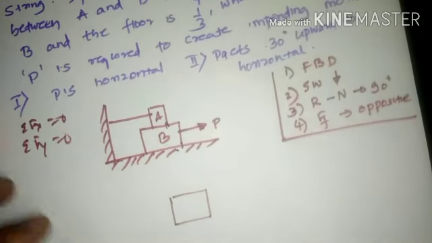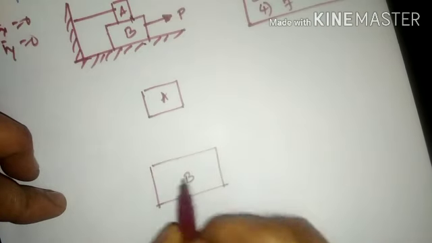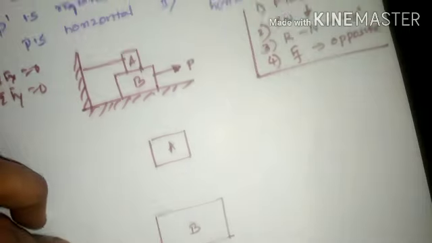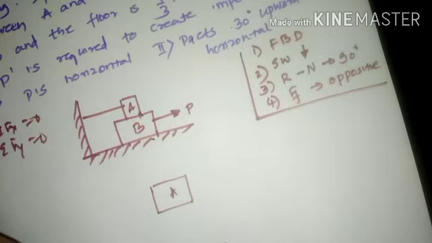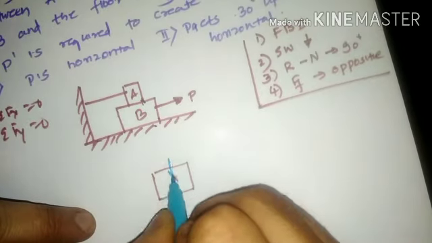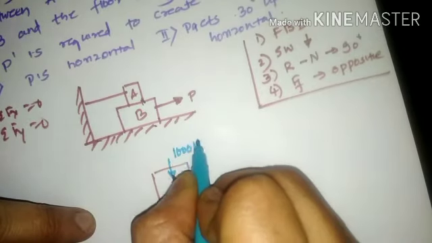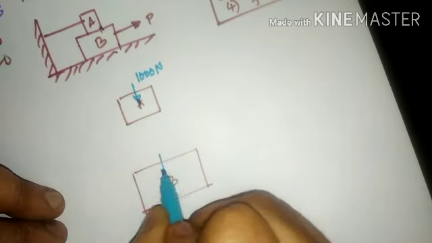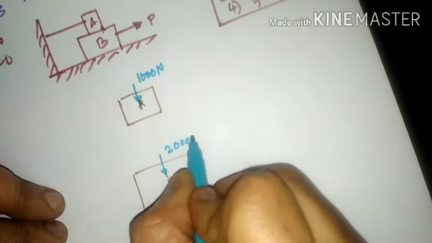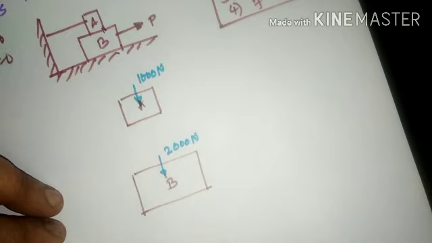The first body is block A, and the second body is block B, which has been placed below. Block A's weight is 1000 Newton, as mentioned in the statement of the problem. Weight will be downward, so 1000 Newton downward. Similarly, block B is of weight 2000 Newton, again in the downward direction. So these will be the two weights.